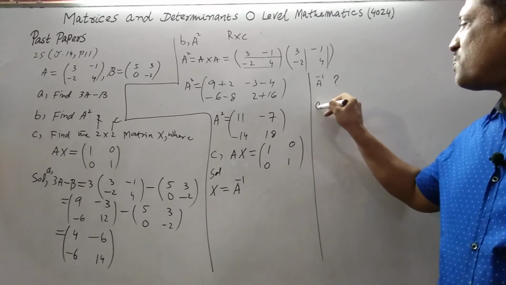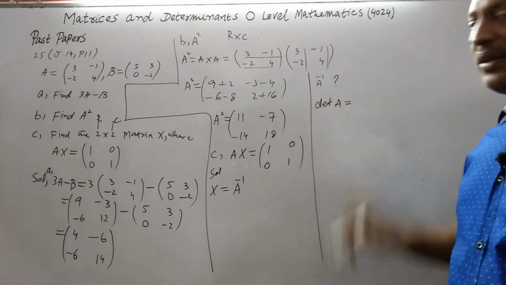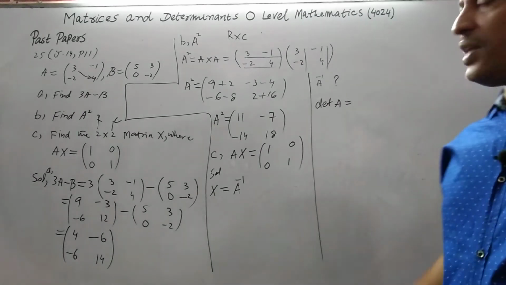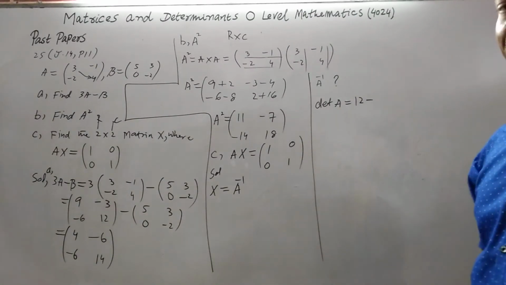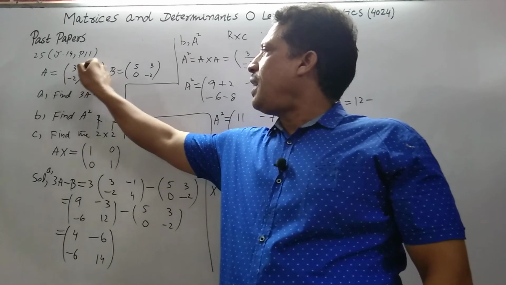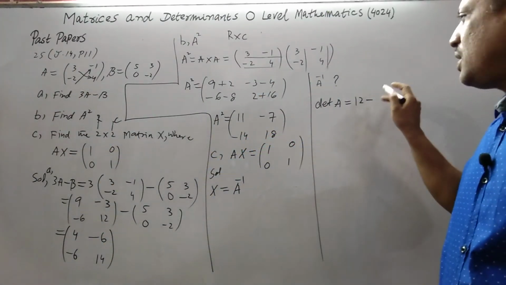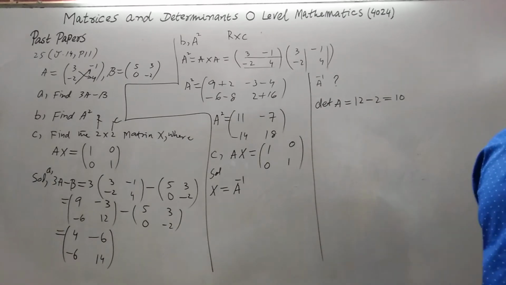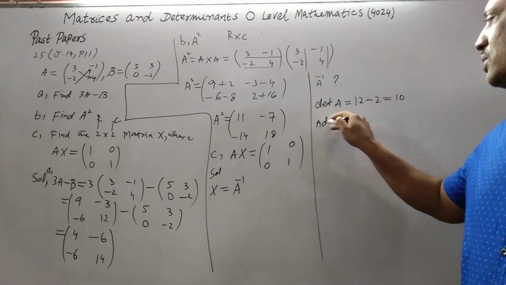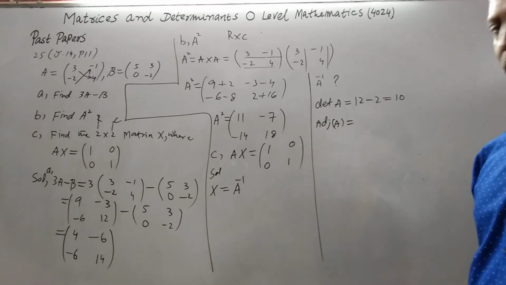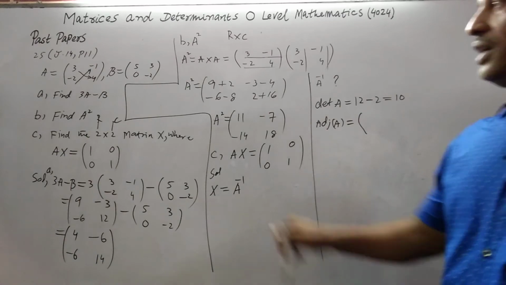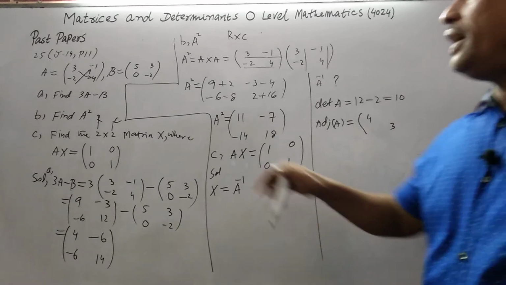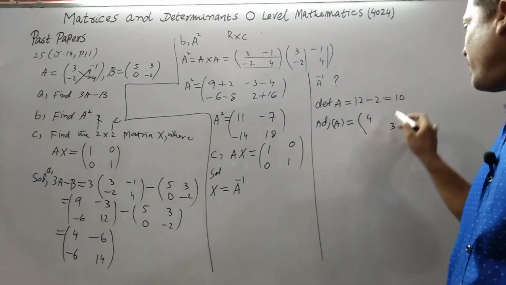Very easy. First find the determinant of A. The determinant of A, 3 multiplied by 4. 3 4s are 12, minus 2 multiplied by minus 1, minus plus 2, and then minus 2. 12 minus 2 is 10. The second step is to find adjoint of A. What is adjoint of A? Change the position of 3 and 4, it will become 4 and 3, and change the sign of -1 and -2 becomes 1 and 2.